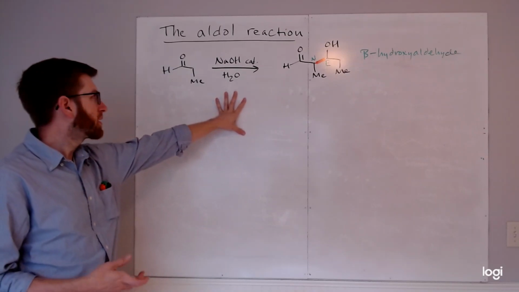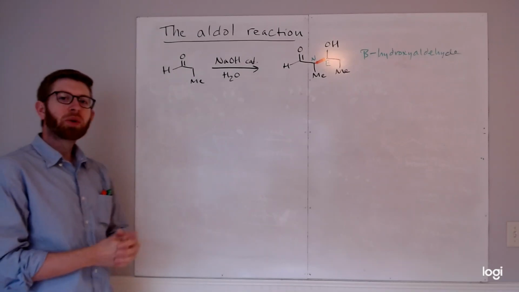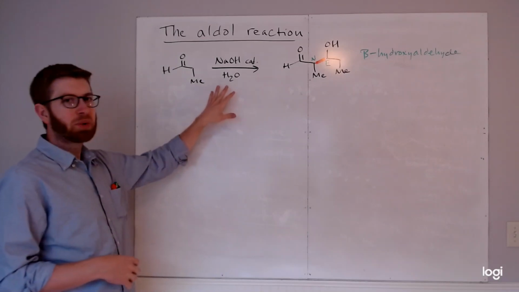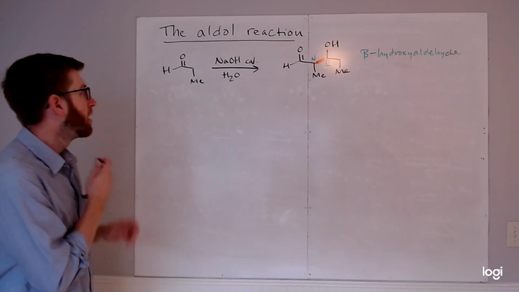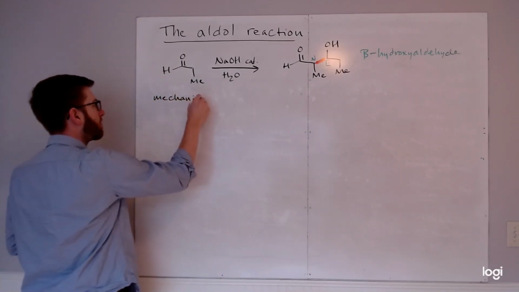So I think what would make sense for us to do at this point is try to propose a mechanism that's consistent both with what we already know about how enolates react with carbonyls, as well as how we can explain how this reaction is happening under a very different set of reaction conditions. So we'll go through the mechanism of the so-called Aldol reaction.